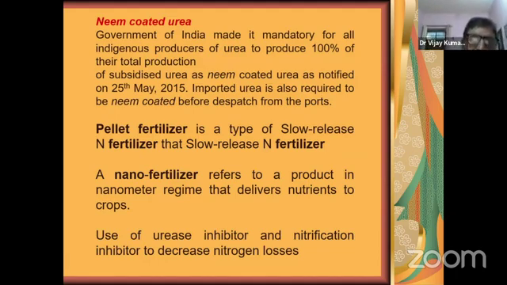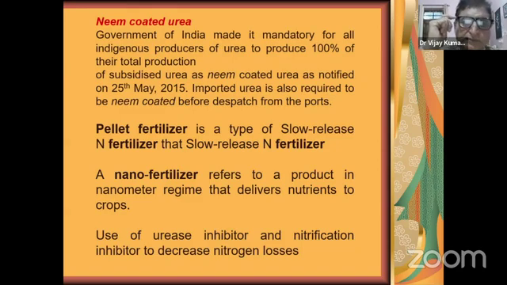Pellet fertilizer is a type of slow release nitrogen fertilizer that is also being used by the fertilizer companies now. They are making the pellet fertilizers. The size is big. That's why we are using this pellet fertilizer.